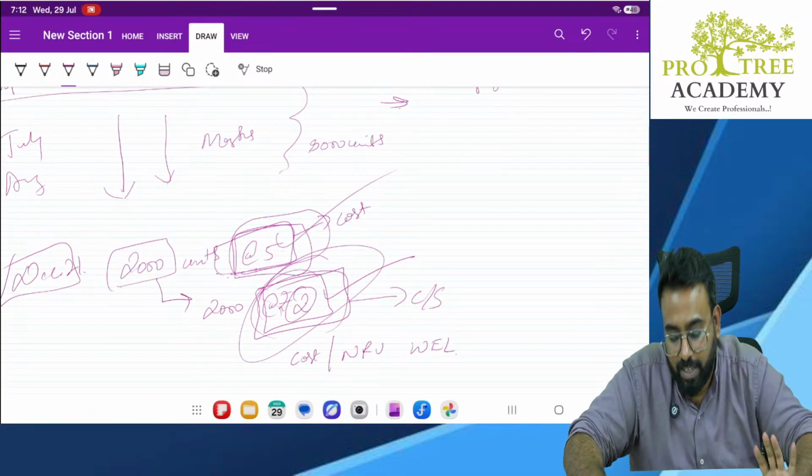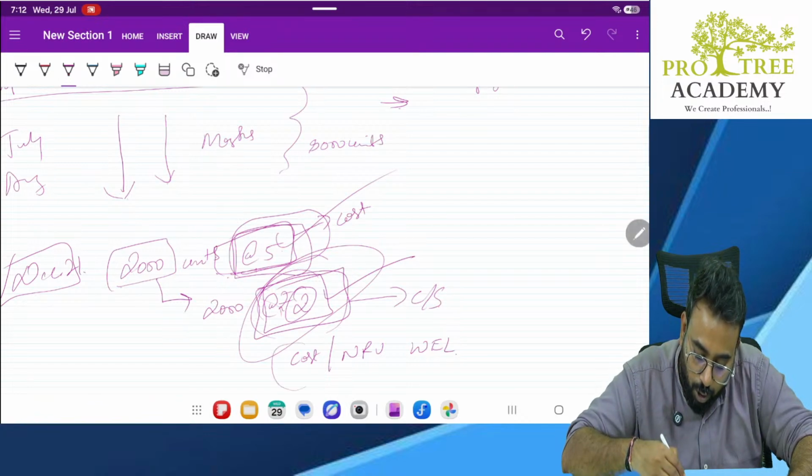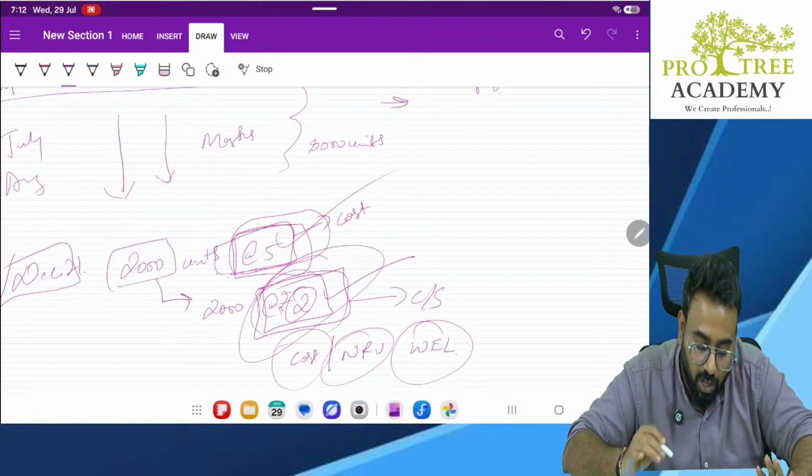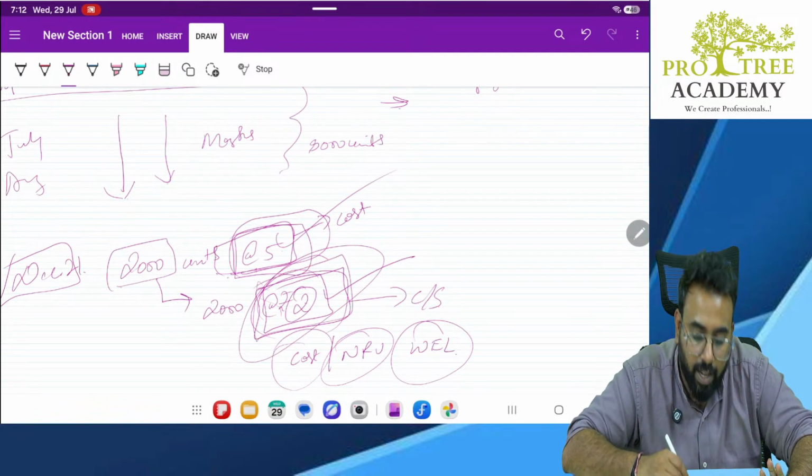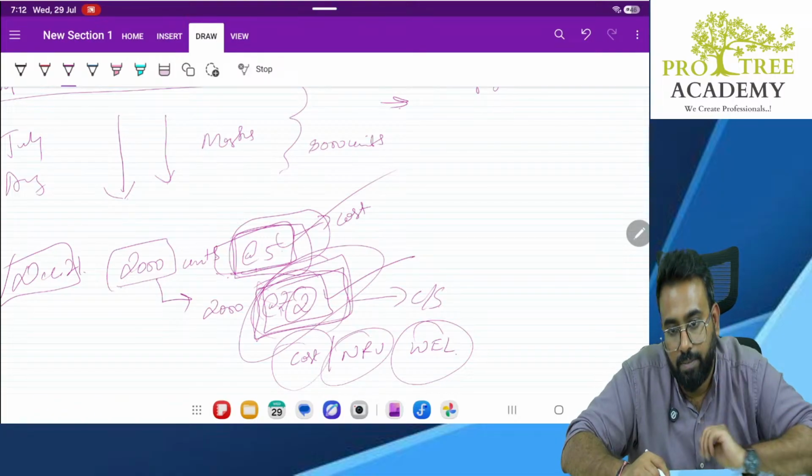So what is the value which you are going to realize? Only that much you recognize. So that is why it says cost or NRV, whichever is lower. So which is lower? NRV. So I'll recognize it at NRV.